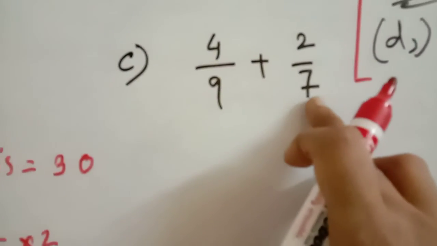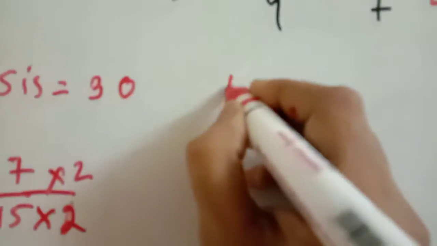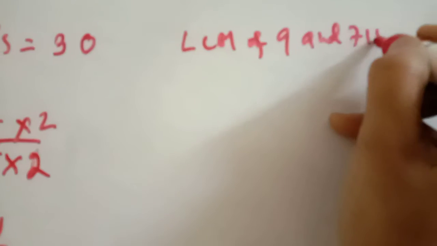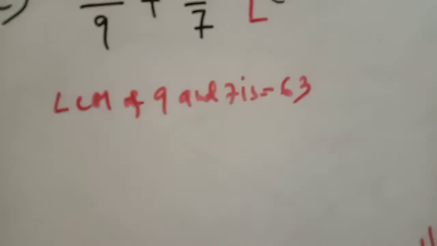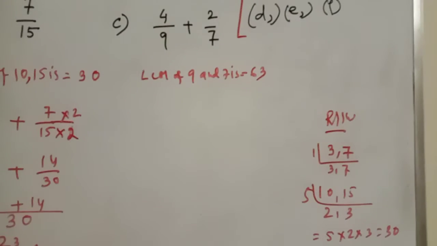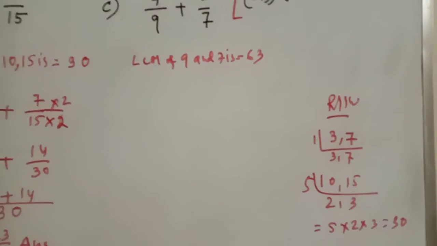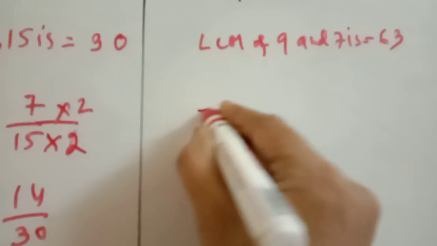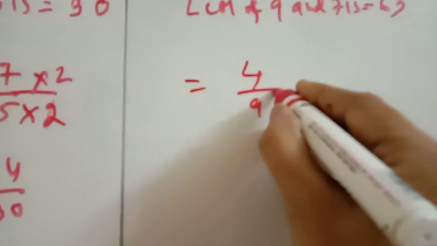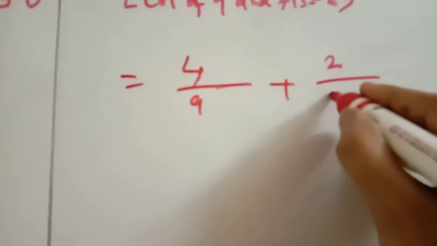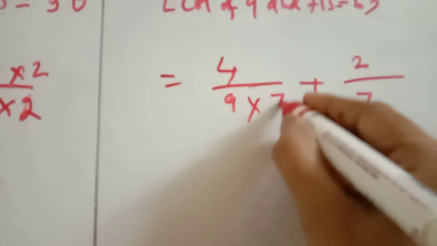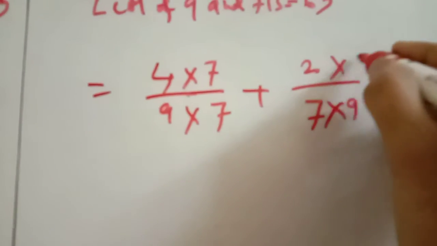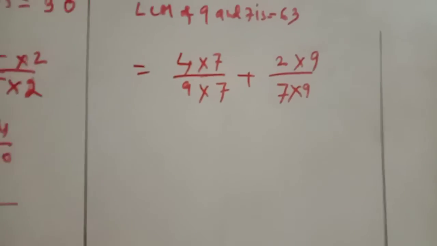4 by 9 plus 2 by 7. So again the LCM of 9 and 7 is 63, because you can't divide 9 and 7 by any number, so the LCM is 63. Now 4 by 9 plus 2 by 7. Now make it 63: multiply 7 into 7 and 9 into 9. So both the denominators become the same now.